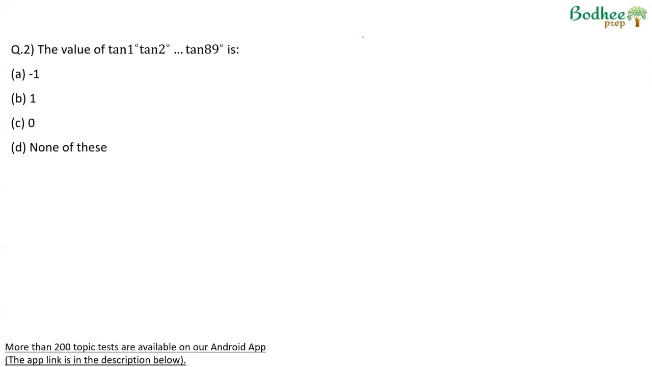Tan of 1 degree, tan of 2 degrees, tan of 3 degrees, and so on till tan of 89 degrees. Now, this can be rearranged as tan 1 into tan 89, tan 2 into tan 88, tan 3 into tan 87, and so on. The last terms in such a rearrangement will be tan 44, tan 46, and then tan 45 alone, since the sum of the two angles is 90.